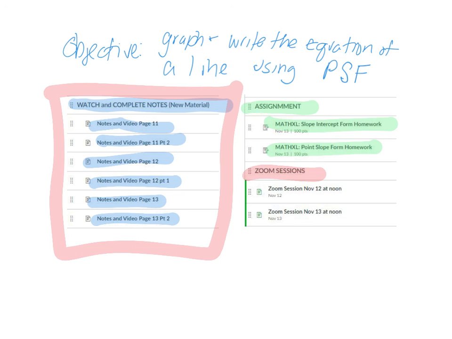All you need to do is show up, have the problem either up on your screen so we can do a screen share, or have the problem written down so that you can ask your question. Once you ask your question, then we go through and work it through together. Simple as that. So we have a Zoom session at noon today, Thursday, November 12th, and we have a Zoom session November 13th at noon also.